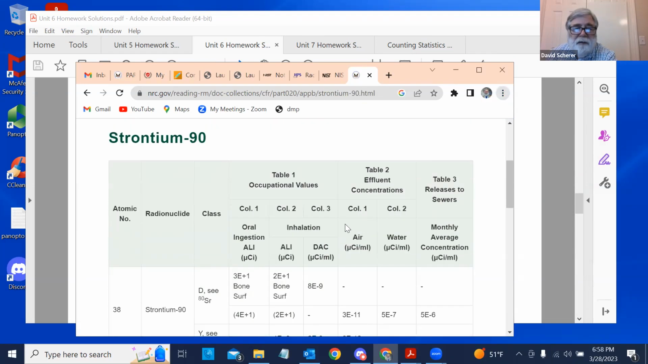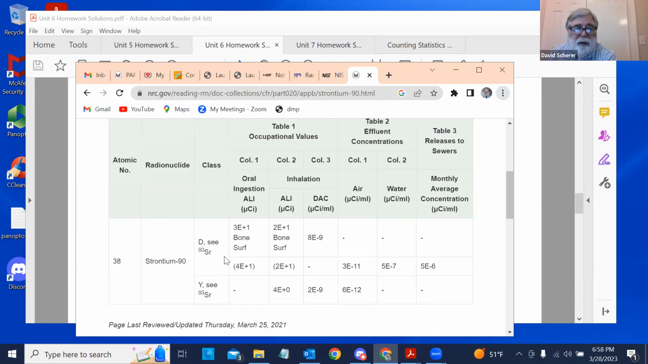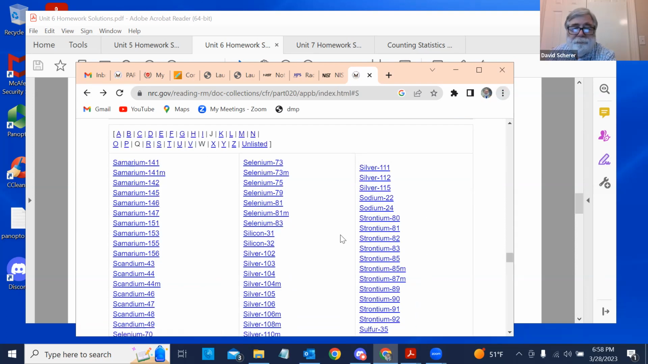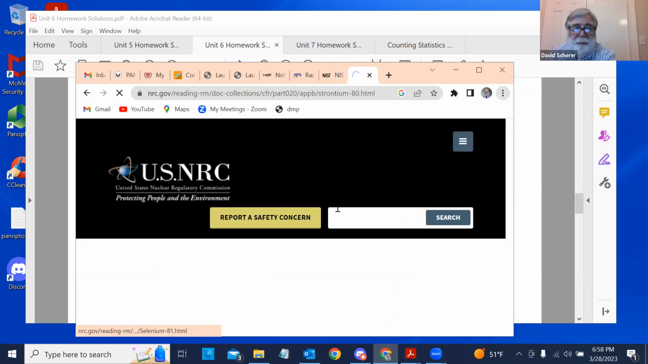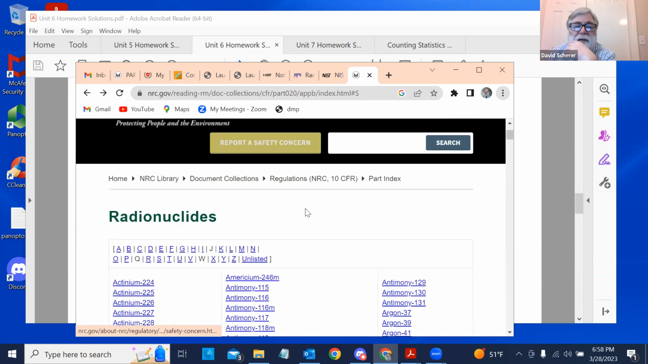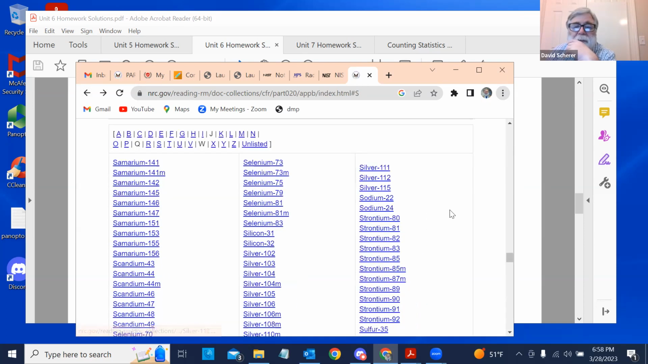This is for strontium 90 inhalation, and it says for D class, strontium. It's always the first entry per nuclide because the clearance class depends on the chemical form, not on the radiological properties. So all the strontium is going to have the same clearance classes. It says all soluble compounds are D class except one that has titanium, etc. The problem said it's soluble, so it's class D. Now I go to strontium 90 to get my value.